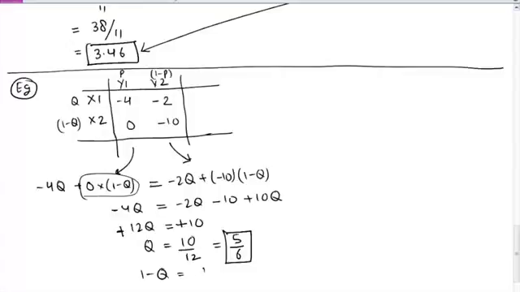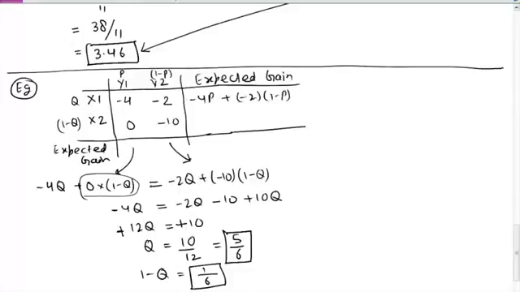Now if you do the calculation here, this we did for the expected gain and expected gain. So if we equate the two, you get negative 4p, negative 2, and this becomes plus 2p. So 0 times p becomes 0, so you are left with negative 10 plus 10p.